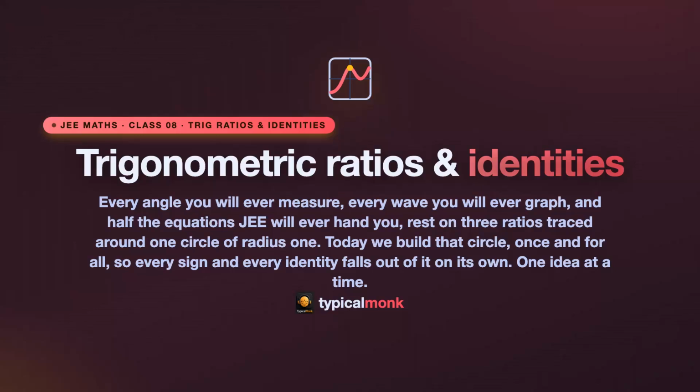When David first met that circle, he tried to memorize every sign in every quadrant as a separate fact, one by one. There is a better way. See the picture clearly, just once, and every sign, every identity, derives itself from that picture forever after. Today, one idea at a time, we build that picture together. Take a slow breath. Let us begin.